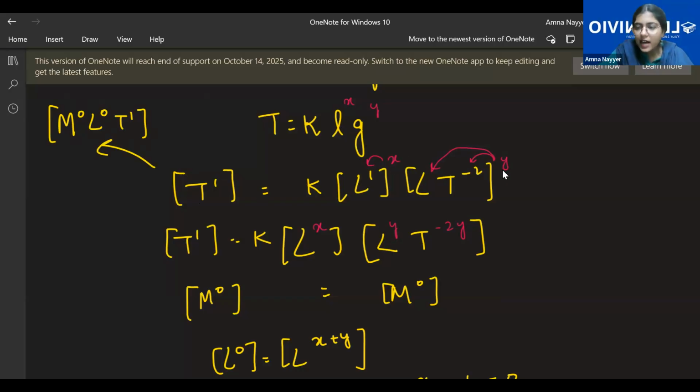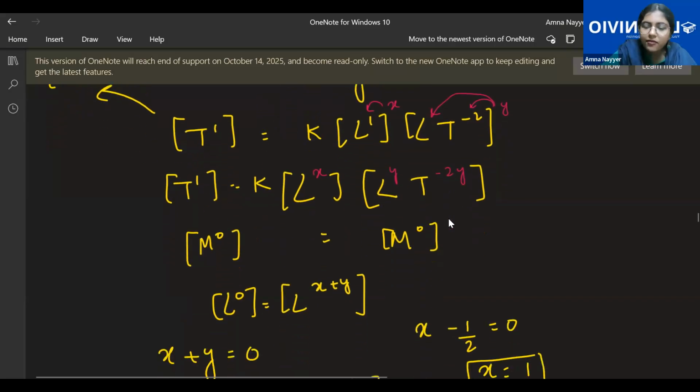Now x is there, y is there, so we multiplied the powers within. Now here the power is 1. So 1, see when you have powers of powers, they get multiplied. So 1 into x will be x. 1 into y will be y. Minus 2 into y will be minus 2y. So this is how we have written all the powers.